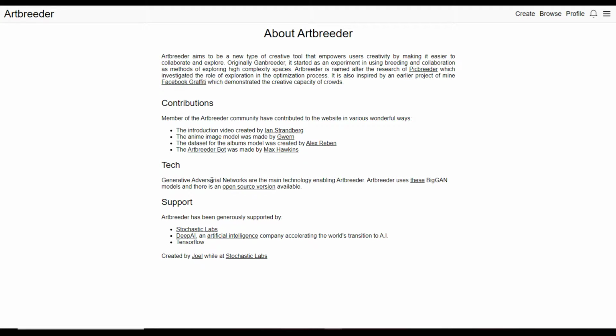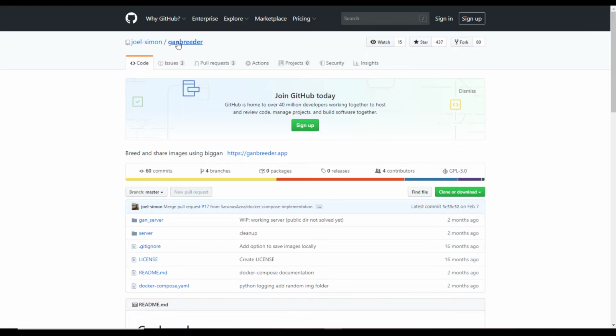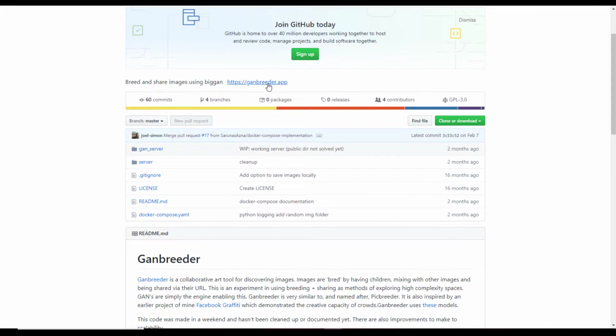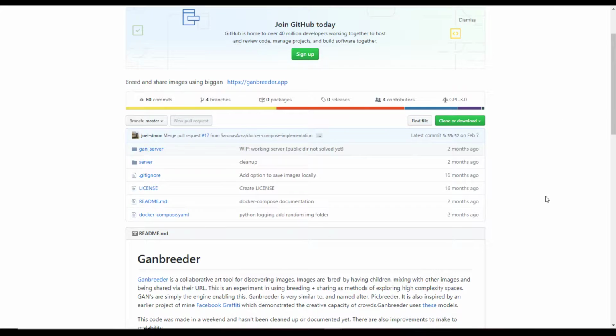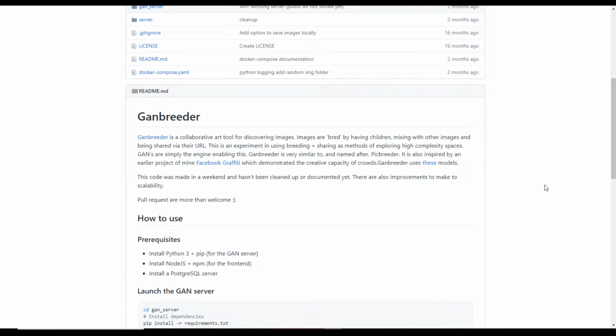So generative adversarial networks are the main technology enabling Artbreeder. Artbreeder uses these specific learning training models, and there's an open source version available, which it looks like is still called GAN Breeder. But the name of this site has changed. Images are quote-unquote bred by having children mixing with other images and being shared. This is an experiment in using breeding and sharing as methods of exploring high complexity spaces.